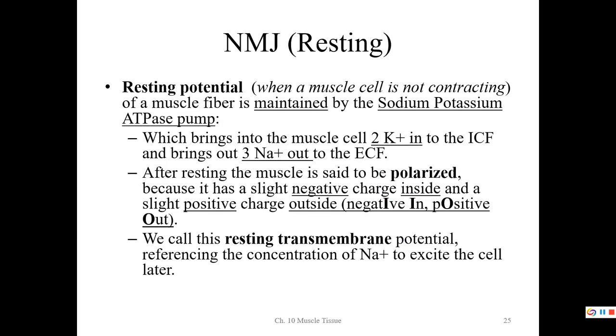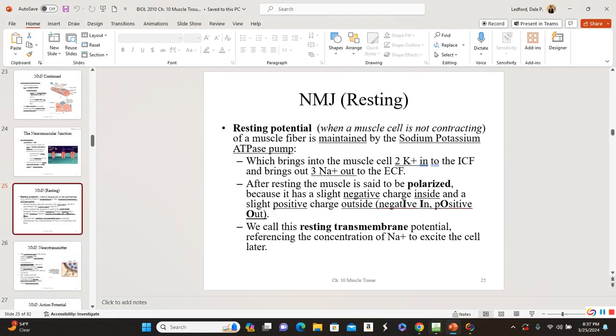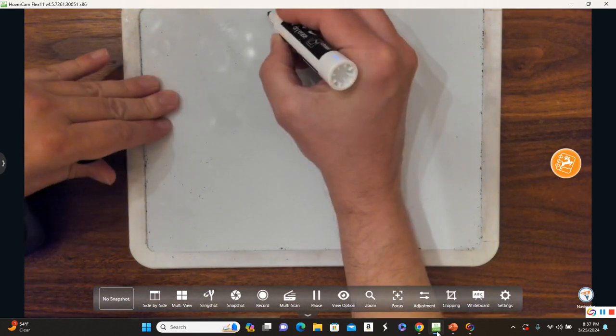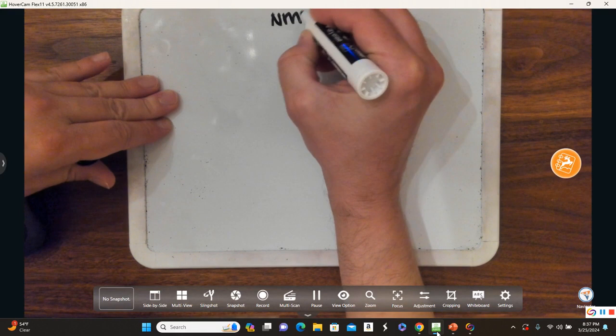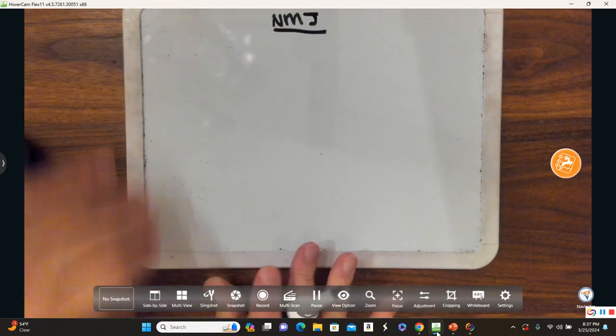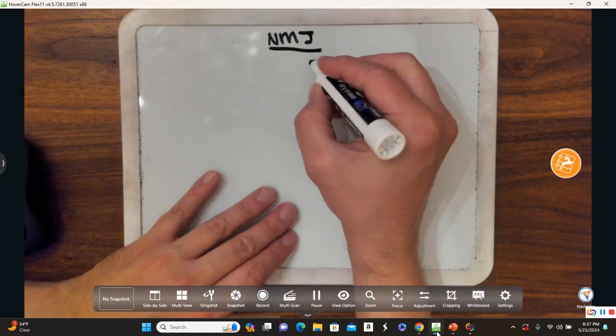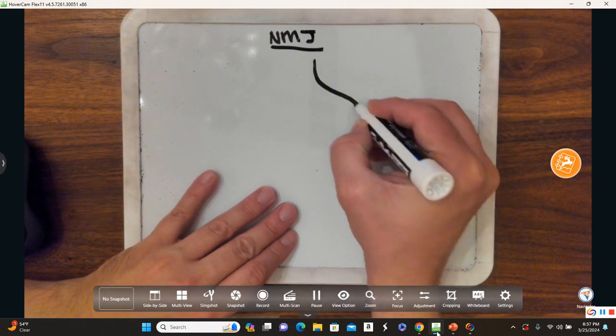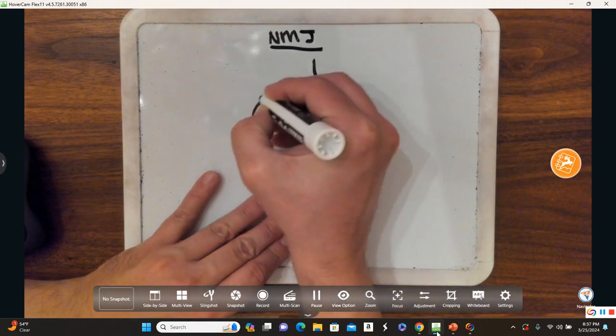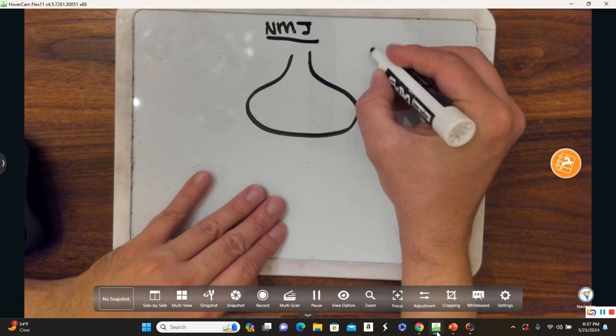Now, let's go over the structure of that real quick, okay? And I'm going to write down up here: neuromuscular junction, NMJ, okay, NMJ. Now, the NMJ, what we're going to do is we're going to have our neuron, okay?